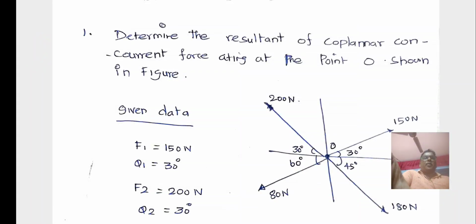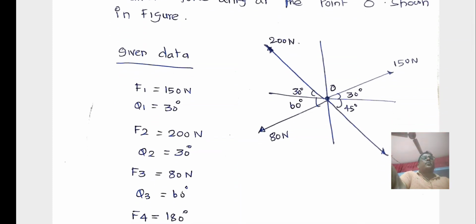Good morning, everyone. Today we are going to discuss engineering mechanics, unit number one problems, the coplanar concurrent force problems. The problem given: determine the resultant of coplanar forces acting at the point O in the figure. The diagram shows four coplanar concurrent forces acting at the point.